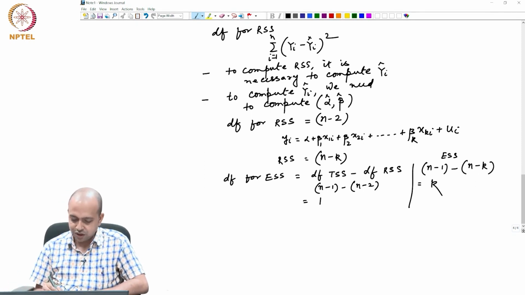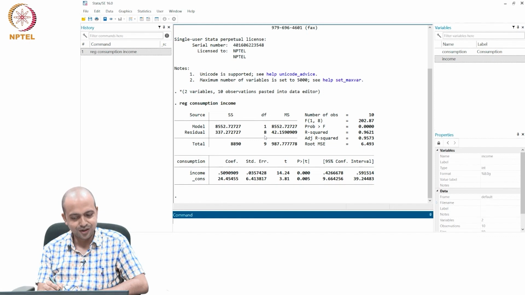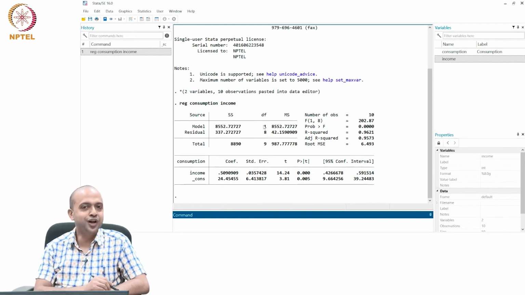right. Now, you see in Stata total number of observations is 10, that is why degrees of freedom for TSS, total sum of square, is n minus 1, which is 9. And what is the degrees of freedom for RSS? Since I have only one explanatory variable, that means 2 parameters I am estimating. So, 10 minus 2, which is 8, and 9 minus 8 equals 1.